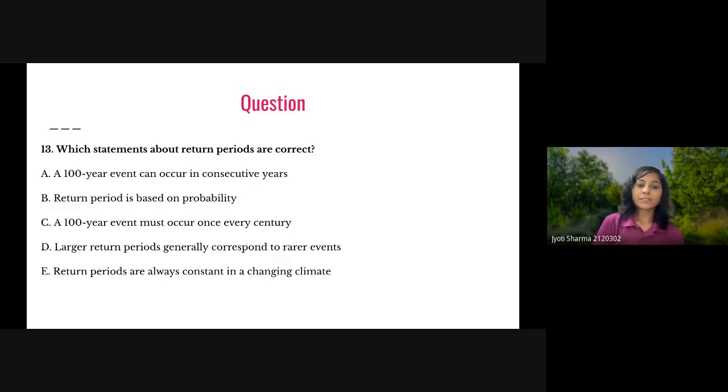Okay, which statements about return periods are correct? A 100-year event can occur in consecutive years. A return period is based on probability. A 100-year event must occur once every century. A larger return period generally corresponds to rarer events. Return periods are always constant in a changing climate. I think this is the simplest one that you can answer.